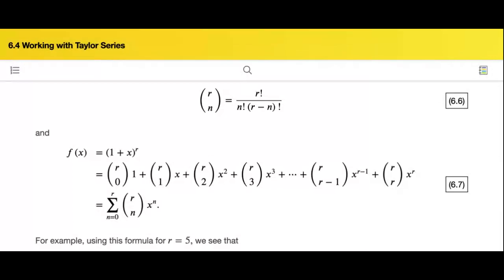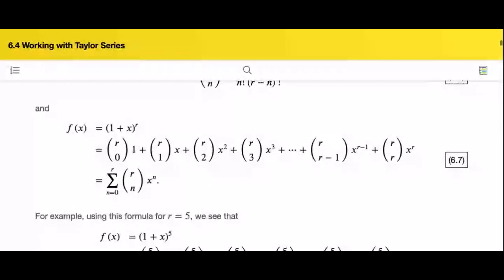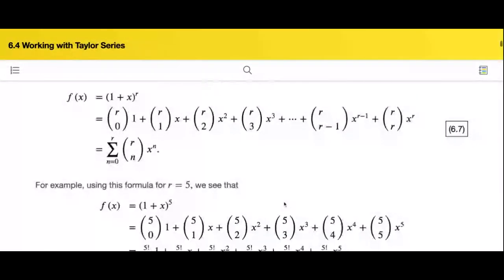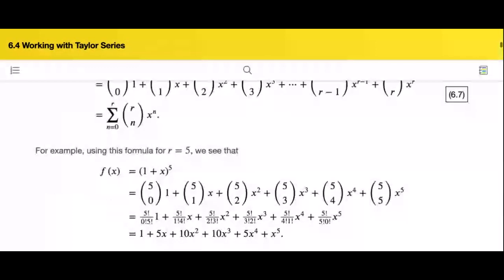So for the nth term, we have a representation we can write as a summation sign that goes from 0 up to r. So out of r things, choose n things, right? X raised to n. For example, using this formula for r equals 5, we get this, right?